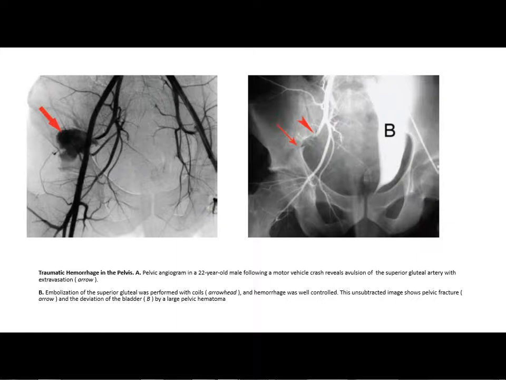This example shows traumatic hemorrhage in the pelvis, where embolization of the superior gluteal artery was performed with coil.